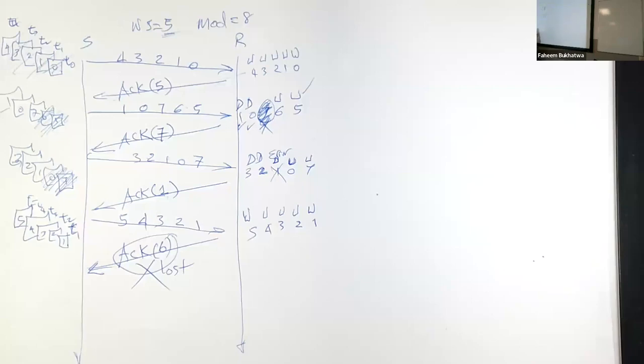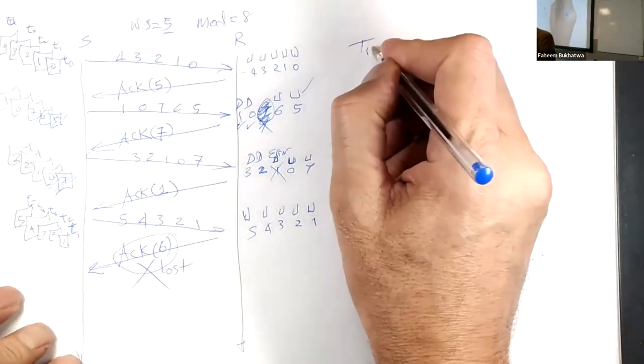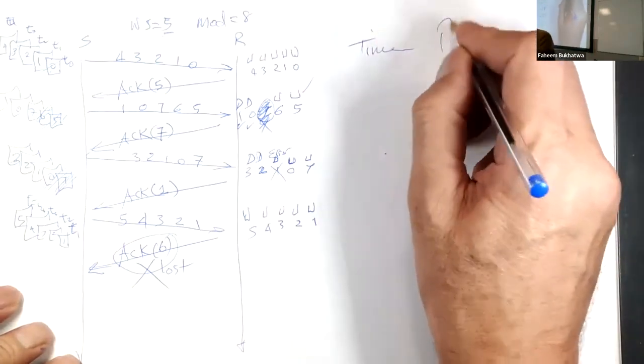Then timer number two goes off. Then it sends number two and starts the timer again for number two. So it will send all these frames. So this is called the timer. The timer is known as the retransmission timer.